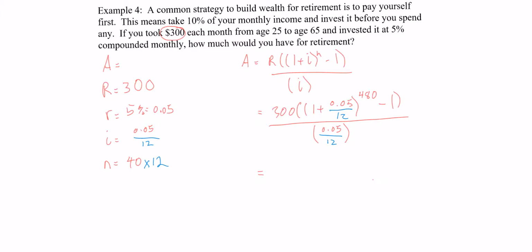After doing the appropriate substitution, you're going to end up with the following when you punch that in your calculator. Now, I need you to remember, when you do all of this, you must go divided by bracket 0.05 divided by 12, and you're going to get the following answer: $457,806.05 for our total amount of money saved over 40 years.